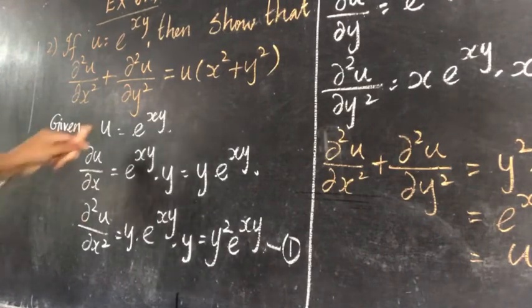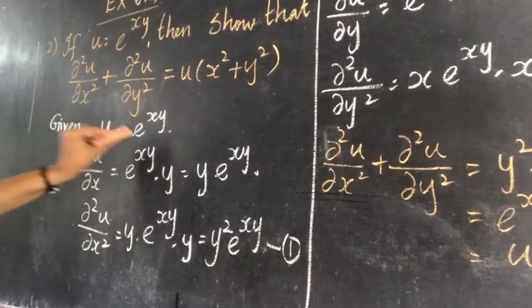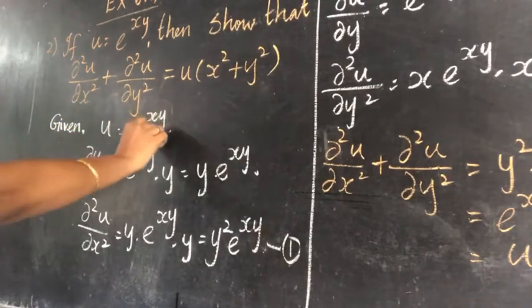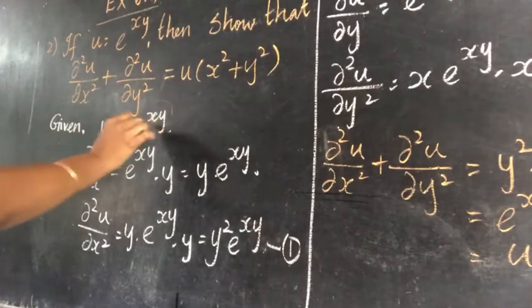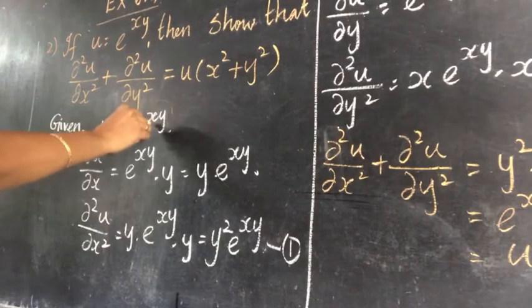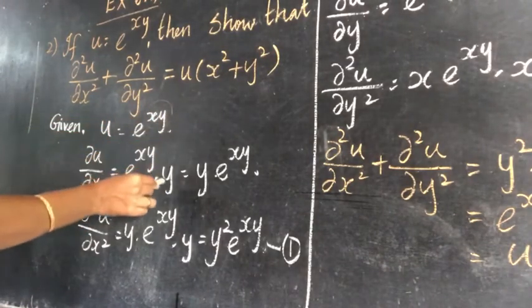What is the differentiation of e^(xy)? Differentiation of e^(xy) is e^(xy), and we need to differentiate xy. While differentiating xy with respect to x, differentiation of x is 1, so y alone will come. So, e^(xy) into y.